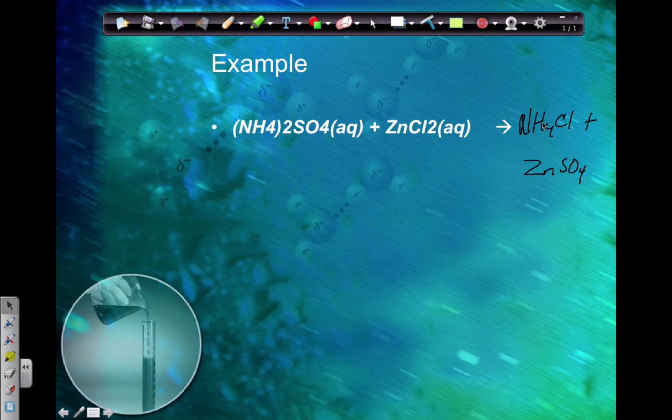So these are our products. This ammonium is soluble, so that's aqueous. And then this is also aqueous because they're both soluble. Since they're both soluble, once they form, the water pulls them apart again. So that means that they're not really being made. So there's no reaction here. There's no net ionic reaction because there's no reaction really happening. You made two soluble products, which means no reaction happens.